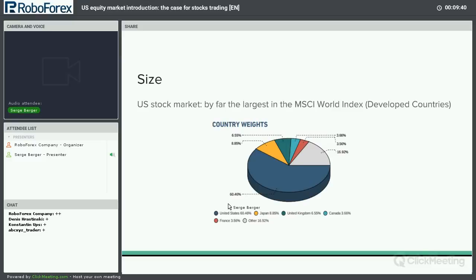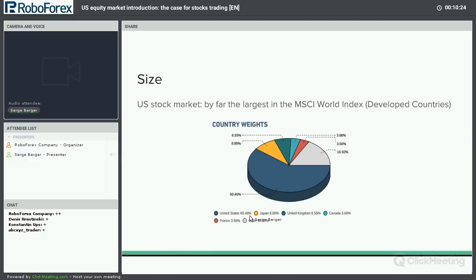In terms of size, and this is obviously an important part of why the U.S. stock market is a great stock market to trade, and that's the size. If you look at the MSCI World Index, which is what I took a graph of here, this is the country weights from all developed countries in the world. So this includes certain European countries, certain Asian countries, and the United States. And you can see that country weights in the MSCI World Index, the United States stock market makes up more than 60% at this very moment.